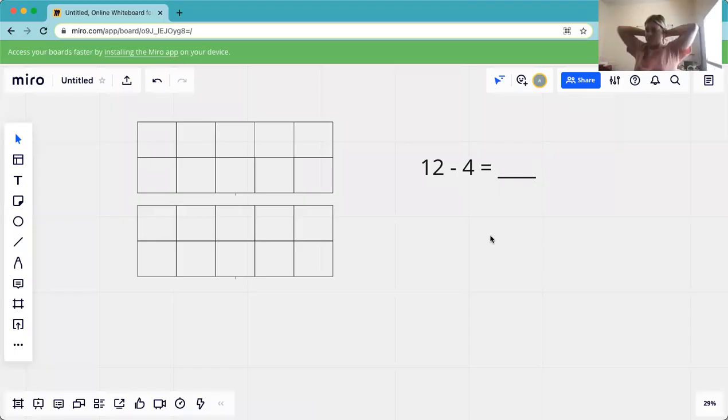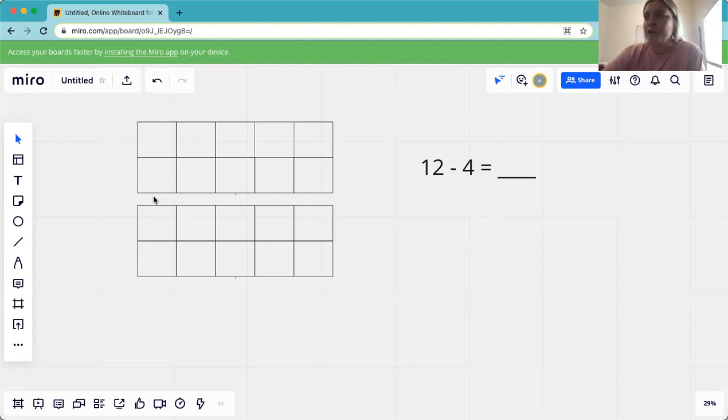All right, so here's your problem. 12 minus 4 equals blank. So we're trying to figure out what 12 minus 4 equals. Go ahead and pause this and figure out what our answer is. And when you are ready, you can go ahead and press play, so I can go over the answer with you. Make sure you are trying this on your own just to see if you can get it.